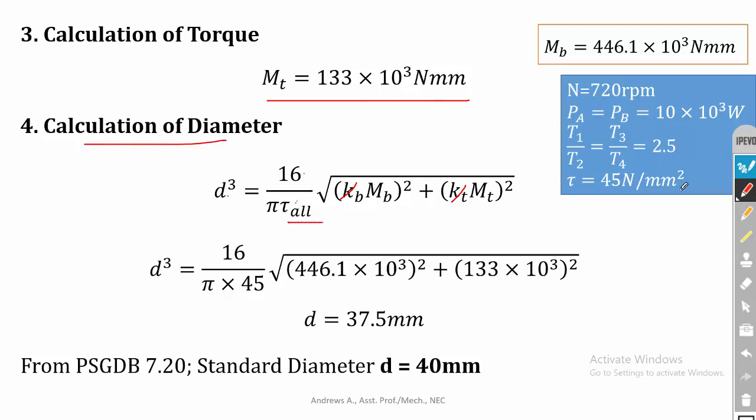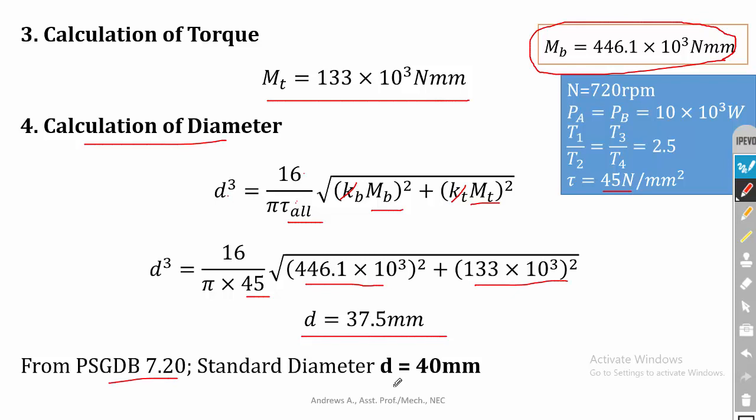The tau value is given in the problem, it is 45. You can substitute that. Mb is the maximum bending moment from the bending moment drawing, that is 446.1 into 10 power 3 Newton mm. Then Mt we have calculated, it is 133 into 10 power 3. You can substitute that. If you solve this equation, finally you will get d is equal to 37.5 mm. Further, by using the R20 series, you can standardize the diameter. So the standard diameter is d equal to 40 mm.